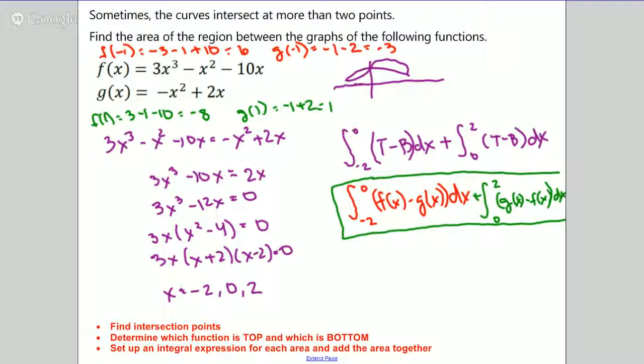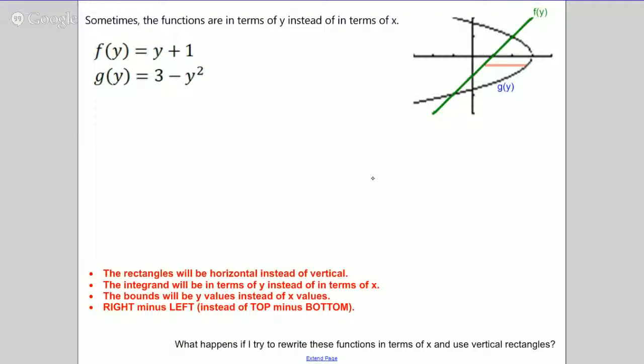All right, sometimes the functions are in terms of y instead of in terms of x. So let's take a look at this problem here. It says f of y equals y plus 1, and g of y equals 3 minus y squared. Now instead of taking top minus bottom, I want to take my cross sections like this. I'm going to sum them up like so.